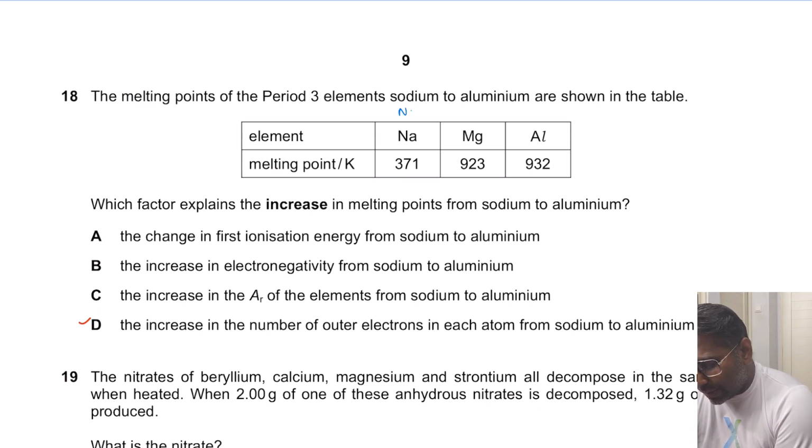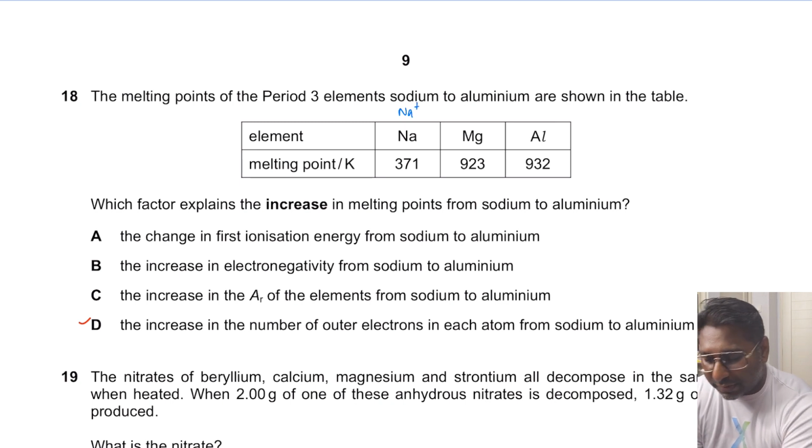They will give you Na+, one electron will go to the sea of delocalized electrons, magnesium 2+, and then aluminium 3+. You can see aluminium gives 3 electrons. Each aluminium gives 3 electrons to the sea of delocalized electrons. So the metallic bonding for aluminium is much greater compared to sodium.